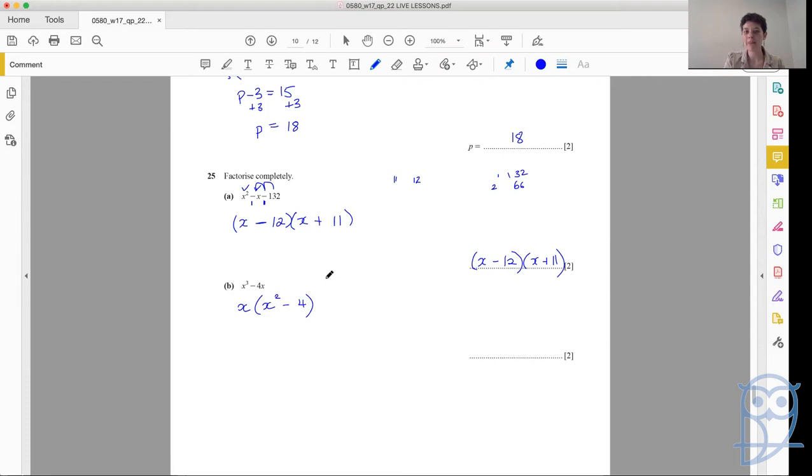But we don't stop there, because that is one of those funky relationship patterns that we want to be familiar with. This is the difference between 2 squares. So x plus 2, x minus 2. So when we factorize completely, we're left with x plus 2, x minus 2. And that's why they've said that you must factorize completely for these questions, because we must take it all the way.